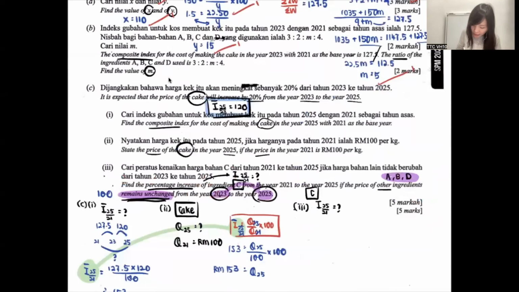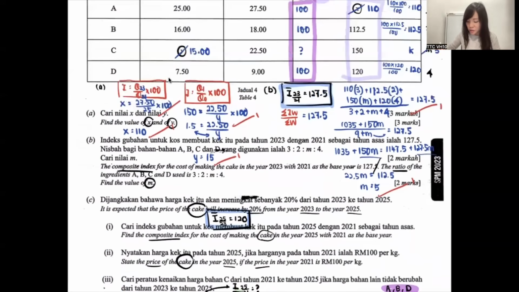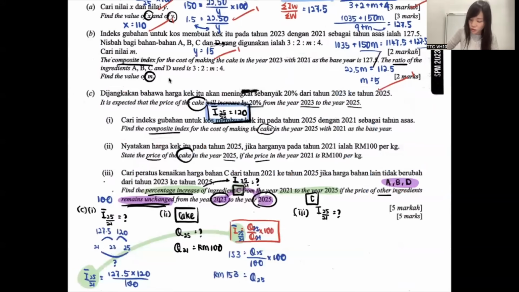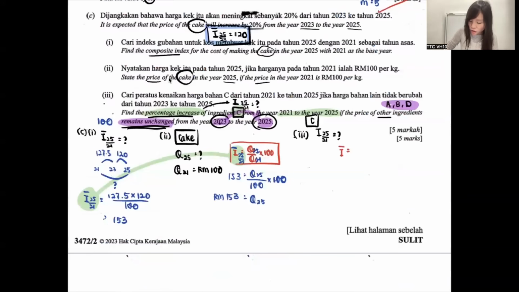Okay? So now you exactly want to find the percentage increase for C, 2021 to 2025. So 2021 to 2025, the C value, isn't it? That means you exactly just want to find the K answer. So how do I find the K answer, my dear? So what do I have about 25, 21? I have the I dash. So I can use the I dash to work backwards and find the K answer. Let me show you guys how.